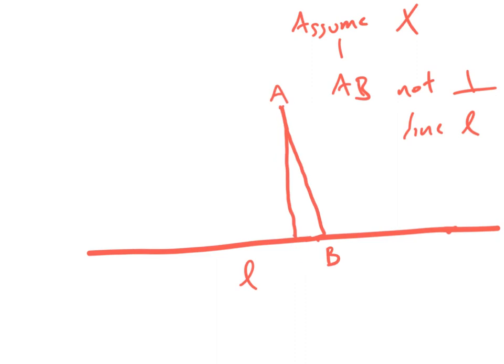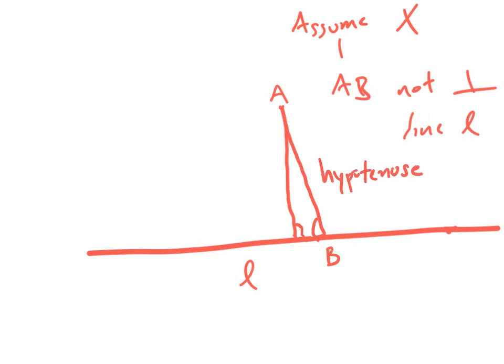So now we're going to hope to show that if AB really is the shortest distance, it has to be perpendicular, or it isn't the shortest distance. So we're assuming that it's not perpendicular, so that this angle right here isn't perpendicular. But what we can show is that if we draw a perpendicular from A to the line, then we form a triangle where AB is the hypotenuse.